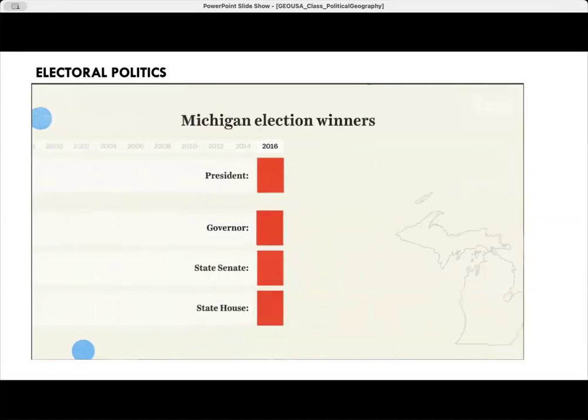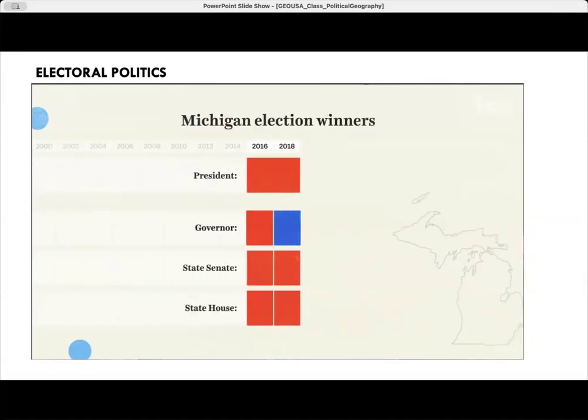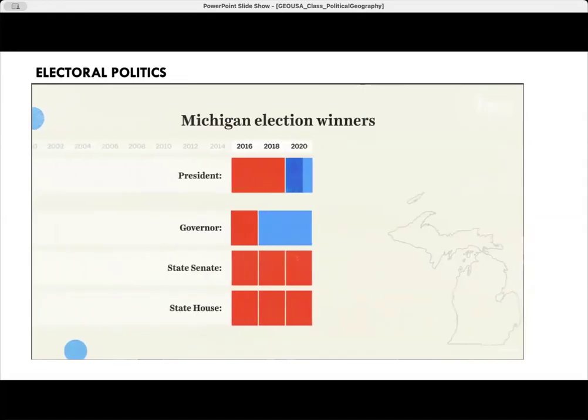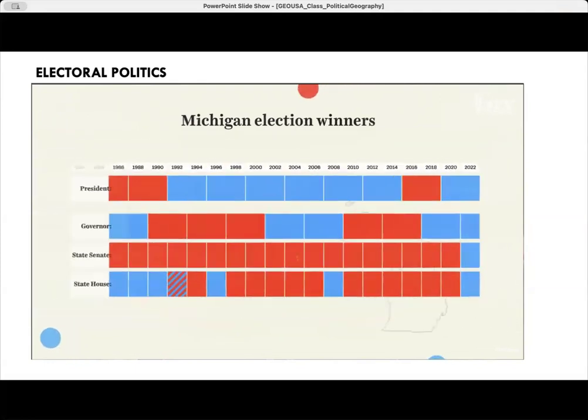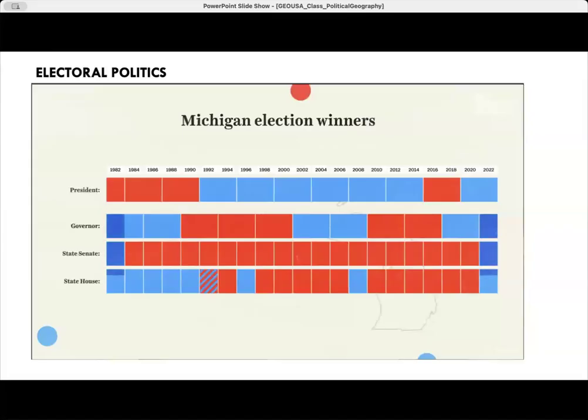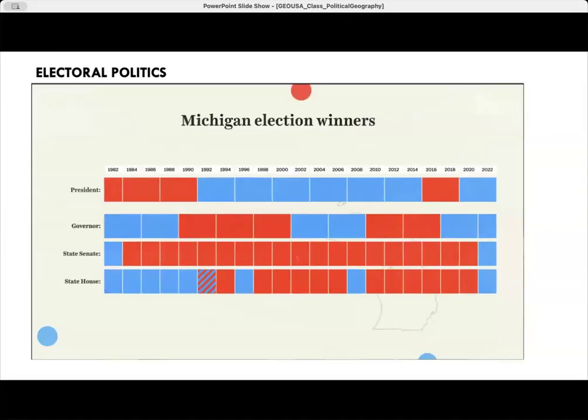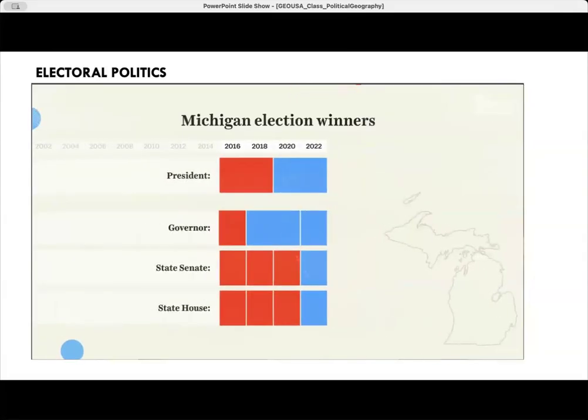But then, in 2018, Michigan elected a Democrat as governor. In 2020, it voted for Joe Biden over Trump. And in 2022, in a midterm election that was expected to be a red wave, Democrats won every elected branch of Michigan's state government for the first time in 40 years. So now Michigan was blue.